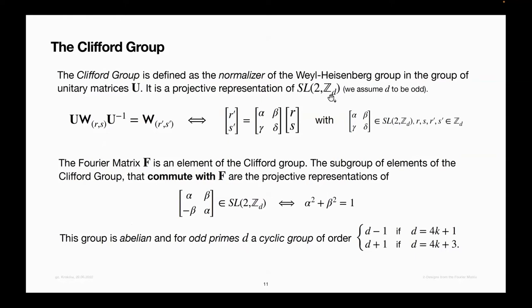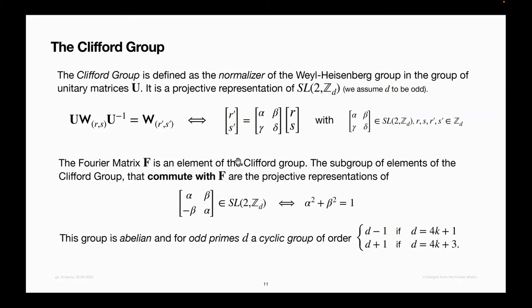I focus here on dimension D being odd, because in even cases there is some technical need for a kind of overlay structure. We don't go into these details here. Of course, a Fourier matrix is an element of the Clifford group. And we can now ask for the subgroup of all elements of the Clifford group that commute with the Fourier matrix. And it turns out that they have this form.